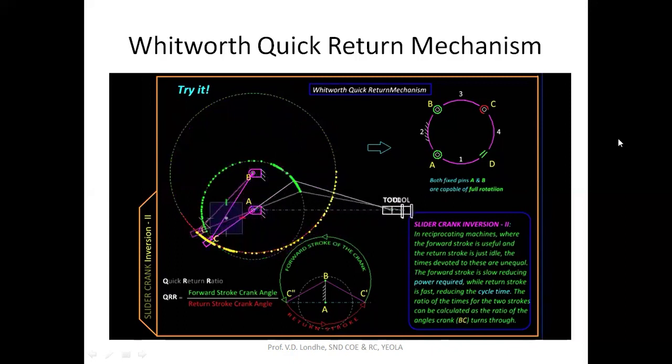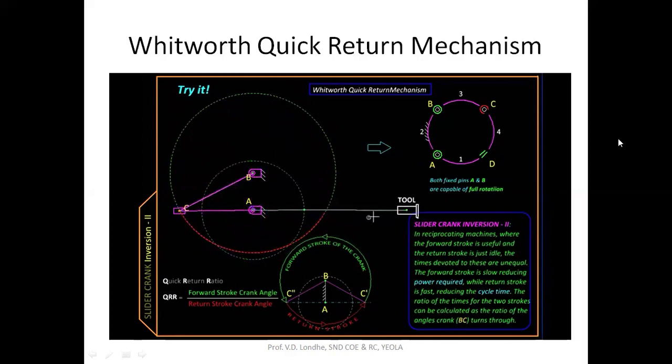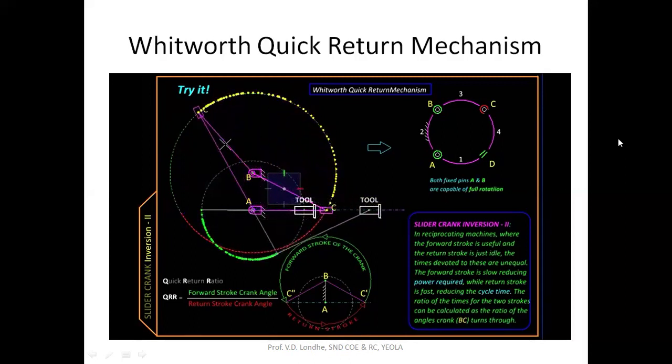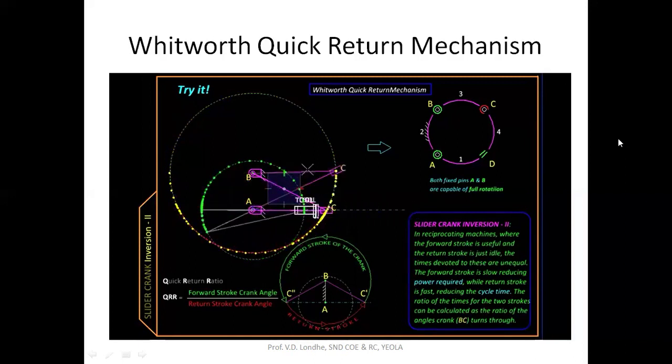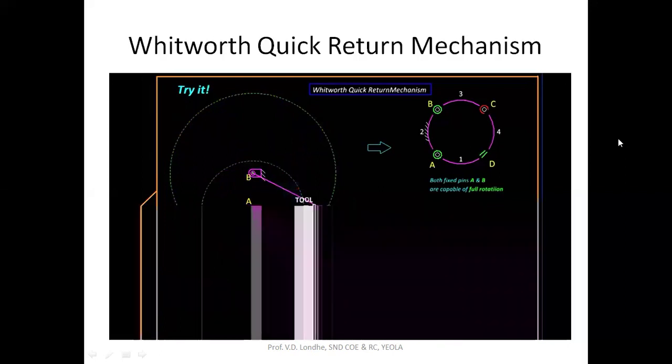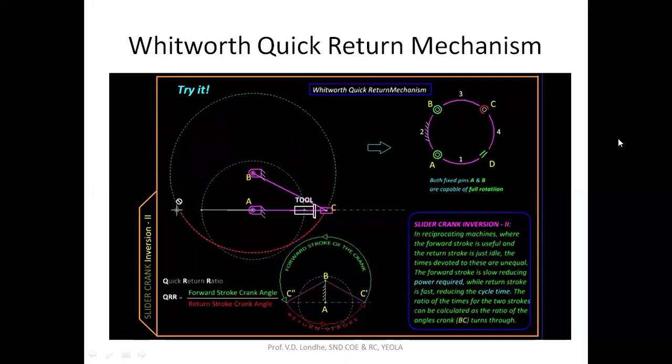Now let us see its extreme positions. The tool is in the rightmost extreme when our input link BC is over here. Then we will retract it back. It will go towards its leftmost position over here when BC is in this position. And then again, it will move forward. But if you notice the angle through which our input link is turning when moving forward and when retracting the tool back, these two angles are not equal. Therefore, the tool will take more time to go forward, and in a shorter time it will be retracted back. Such a mechanism is called a quick return mechanism because it retracts back in a shorter period of time.